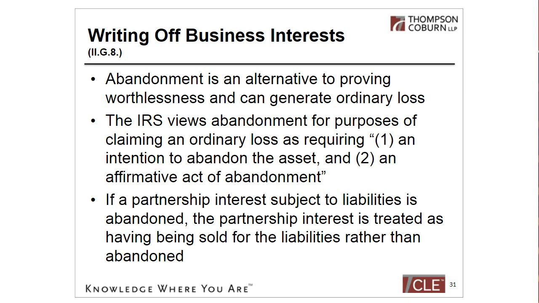Now, if you have a partnership that's subject to liabilities, the way that partnership income tax works is that when a partnership assumes liabilities, those get allocated to the partners. When you as a partner get allocated liabilities, those add to your basis. They're deemed a contribution of cash by you. And if your share of liabilities goes down, you're being relieved of liabilities. That's like a distribution of cash to you. So if you abandon a partnership interest and there's liabilities in there, you are deemed to receive cash equal to those liabilities, and you're treated as having sold your partnership interest for the liabilities. So that's a tough one on partnerships.